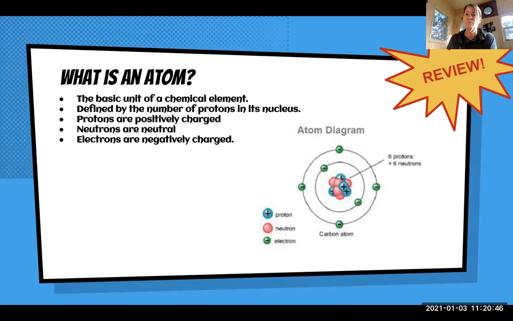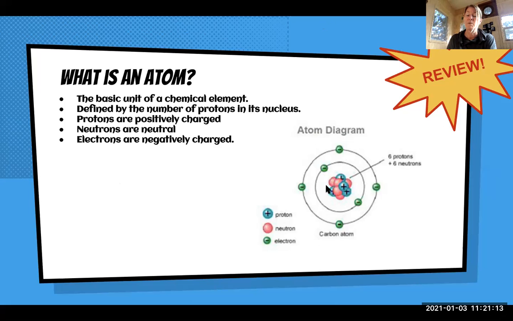So this is a review of basically what atoms look like, and hopefully you remember this from last year. Remember that an atom is the basic unit of a chemical element. Those elements are the things that you find on the periodic table. And each element is defined by the number of protons that it has in its nucleus. So this atom here has 6 protons in its nucleus, which means it is a carbon atom.